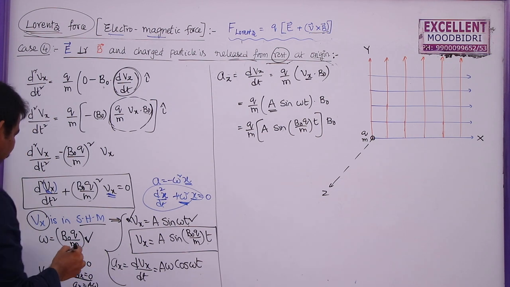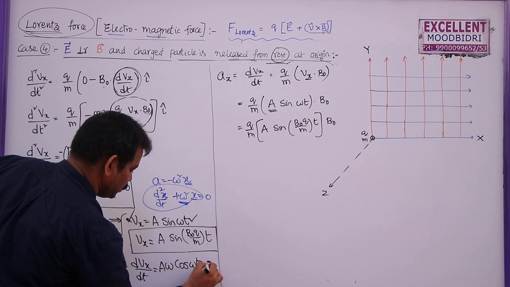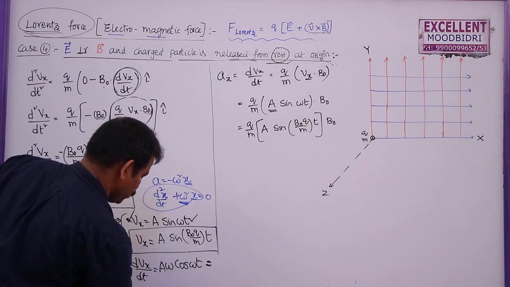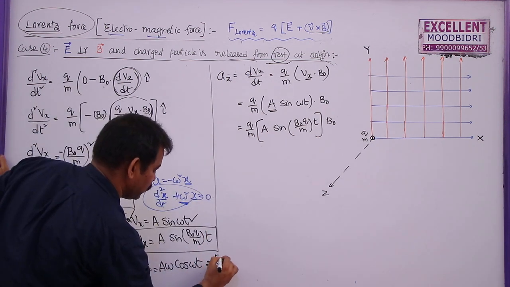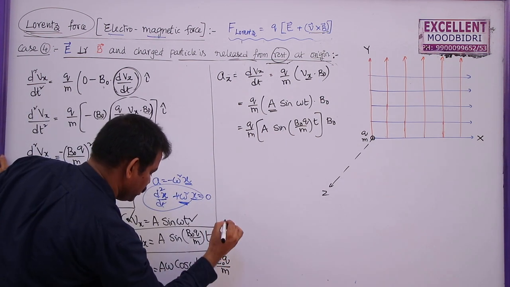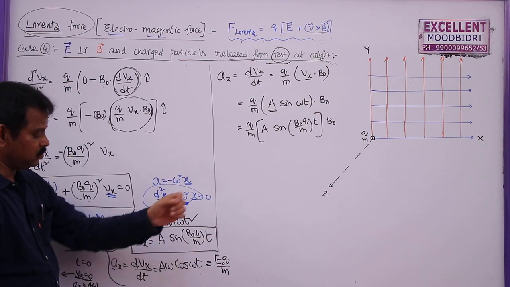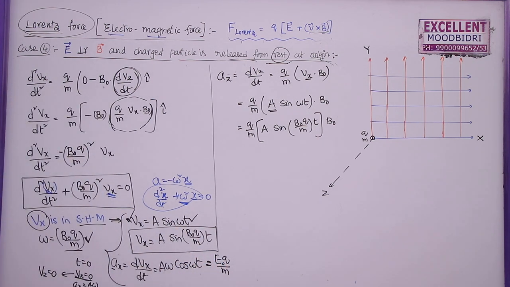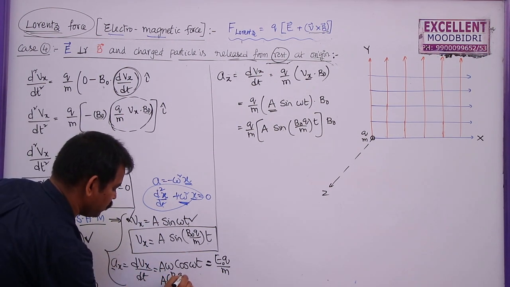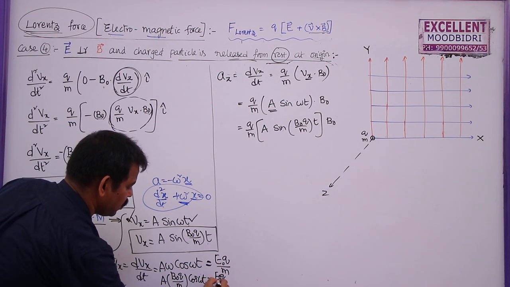We know that the acceleration along the x-axis is given by dvx by dt, which is equal to A sin omega t, which is equal to the force acting along the x-axis by m. The force is along the x-axis only because of the electric force, so this is E naught q by m. This is the acceleration along the x-axis due to this charged particle. A into omega is equal to B naught q by m, so B naught q by m cos omega t is equal to E naught q by m.